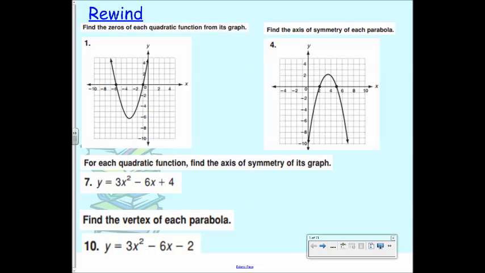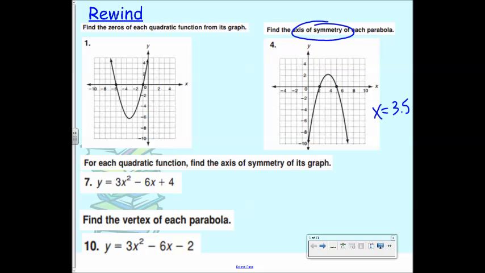All right, so overall, people did a pretty good job on the rewind. The thing that I want to reiterate and make sure that you guys know, because I really don't want to have to take points off on tests and quizzes, is that when it's an axis of symmetry, you have to write your answer as x equals. And why is that? Why can't it just be 3.5?